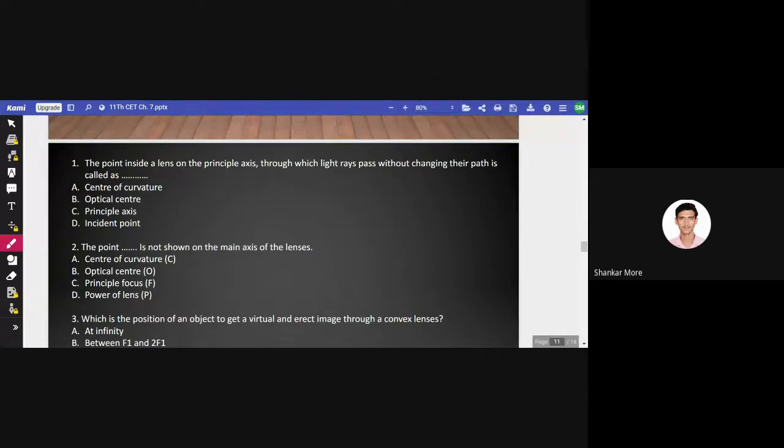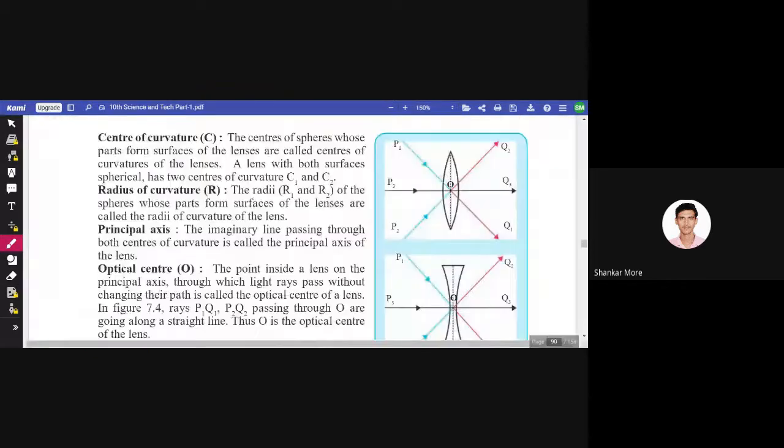And I don't know, a lot of students are leaving the class and then again joining. So do you have any kind of network issue, or are you feeling bored in the class? So that's why you're just leaving the class and coming back again. Okay, so let's forget about it.